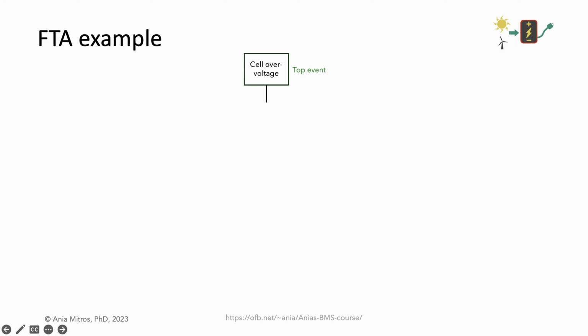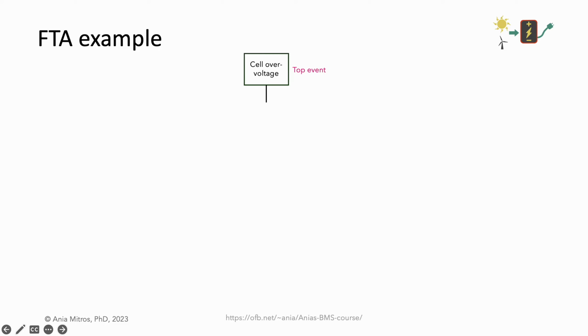Let's do an example FTA relevant to battery management. We want to prevent cell overvoltage, since overvoltaging a cell can damage the cell and possibly even cause thermal runaway. Cell overvoltage is our top event then, and represented with a rectangle. Think about what can cause an overvoltage event. There are multiple ways to express the same logical concept, so your answer may differ from mine.